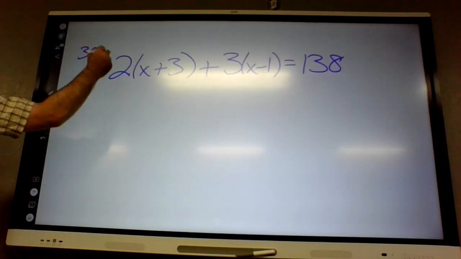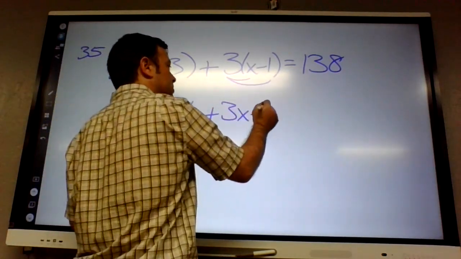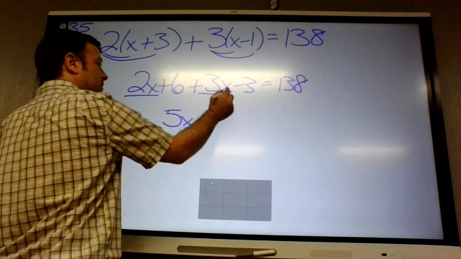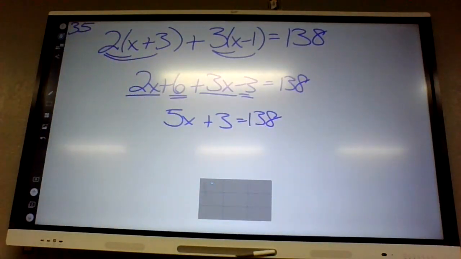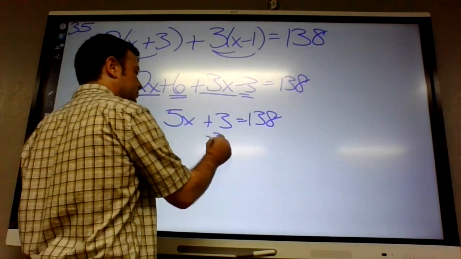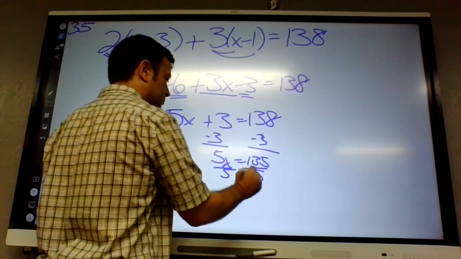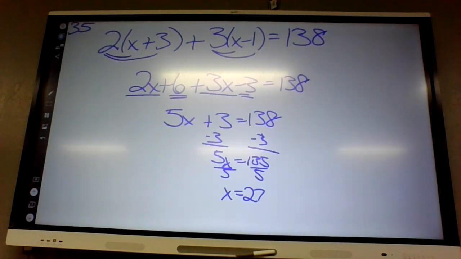Okay, what should we do first? Distributive property. So multiply the 2, multiply the 3. Put together your like terms. Minus 3. Okay, is that the answer?